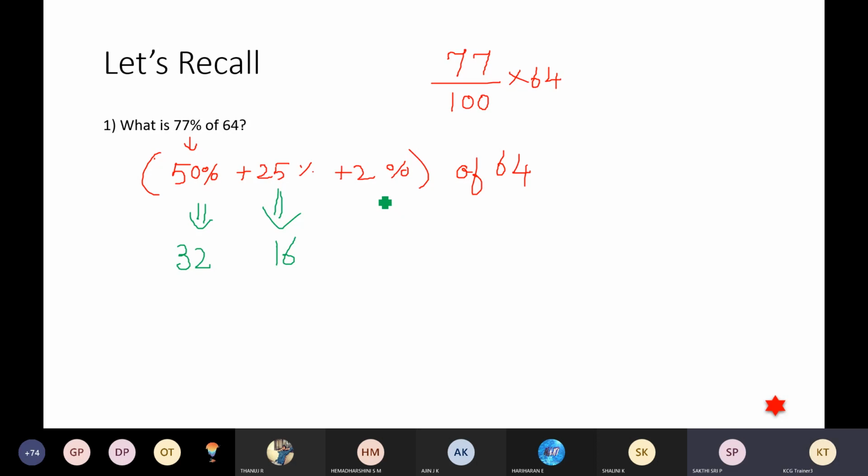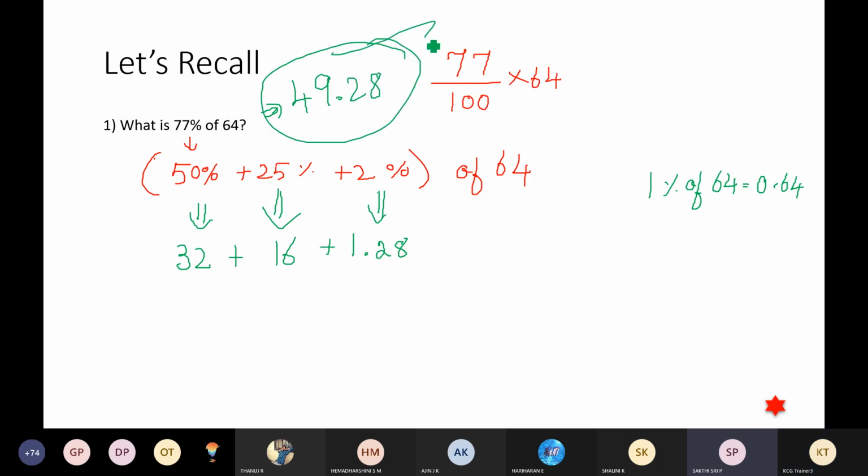What is 2%? How do we find 2%? First find 1%. 1% of 64 is 0.64, because 1% means divided by 100. So what will be 2%? Very good, Alamin. You will get 1.28. So add them, you get the answer. 32 plus 16 is 48, plus 1 is 49. So my answer is 49.28. I guess everyone is clear with this question?